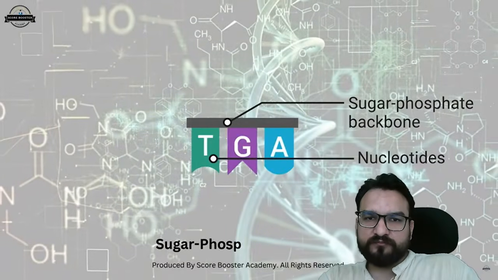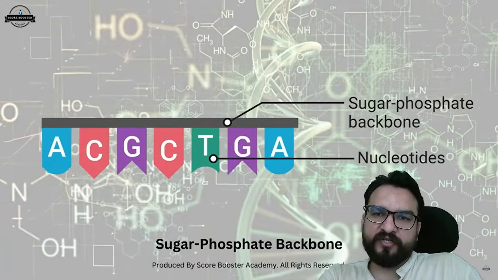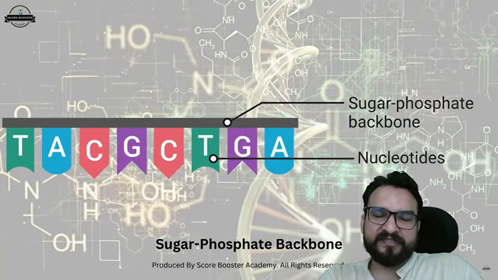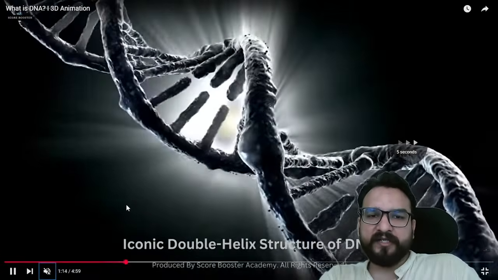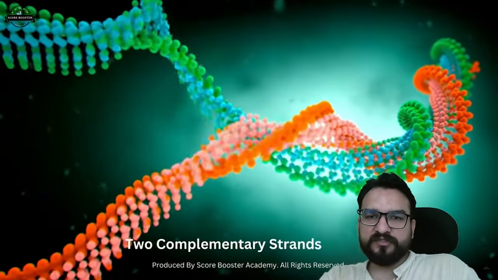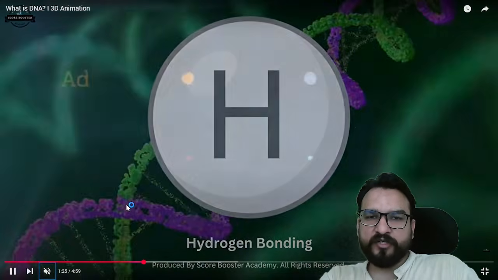Okay, see this sugar, phosphate backbone, and nucleotides like this. And I have told you that in the arrangement, these will be attaching with one thing only. Okay, just see over here. So this is the way it will be coiling up over here. Hydrogen bond will be there.